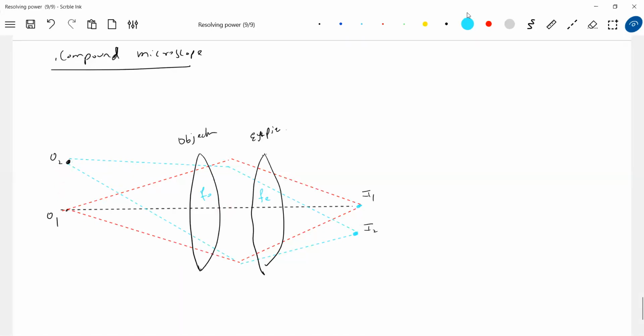So what is the limit of resolution for a microscope? The reciprocal of that will become the resolving power. I think only the formulas are very important. The rest of the theory I have almost explained. Shall I write the formula for the resolution limit, or limit of resolution?